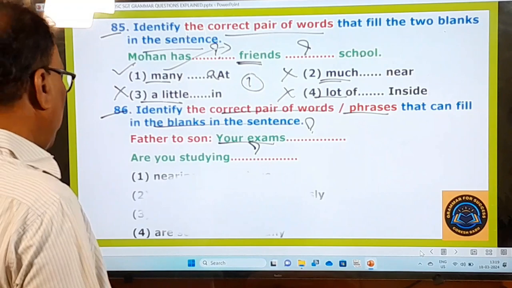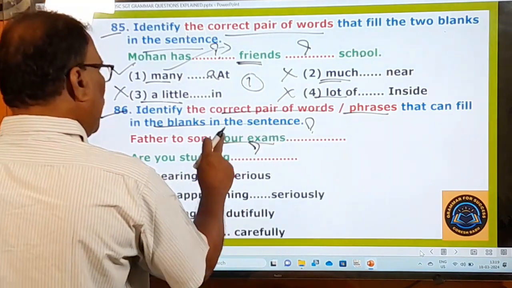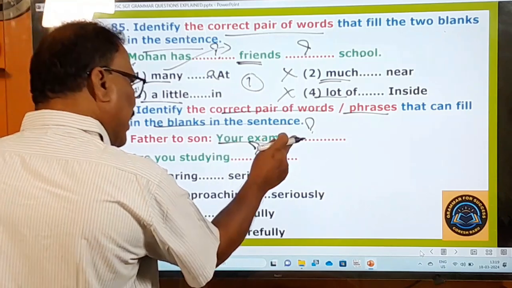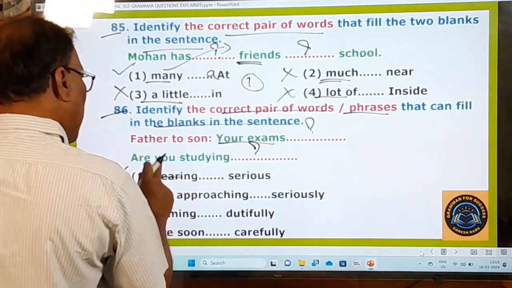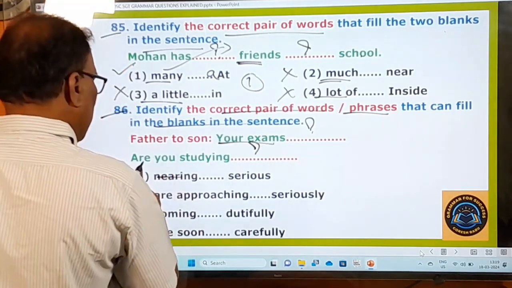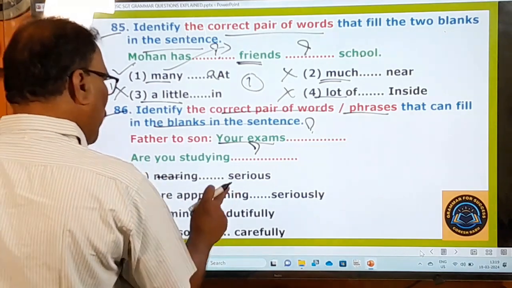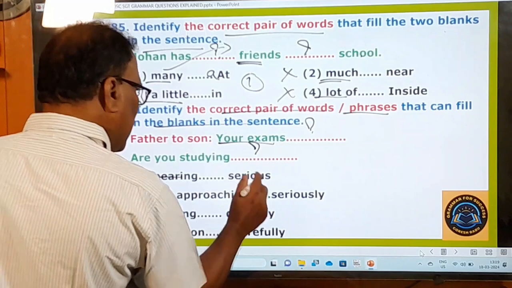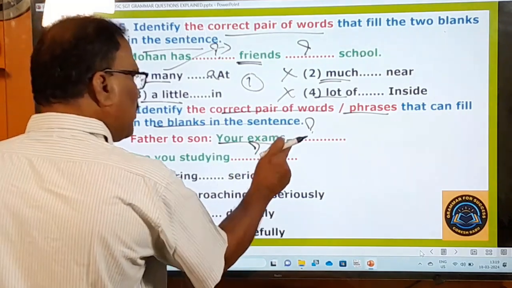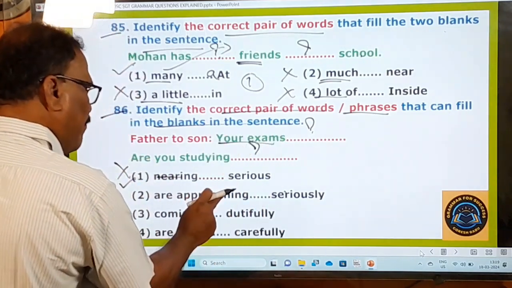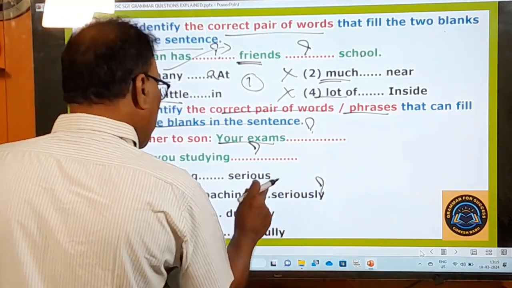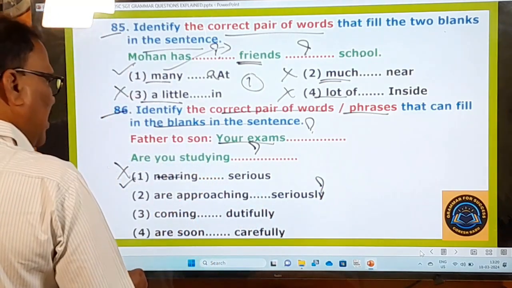Let us look at the options. Your exams nearing. No. Exams are nearing must be there. Only nearing is there. That's why it is grammatically incorrect, and that's why this is gone. Are approaching. Your exams are approaching. The second one is the right one. Are you studying seriously? This is also the right one. Your exams are approaching. Are you studying seriously? So this must be your correct option, correct answer.